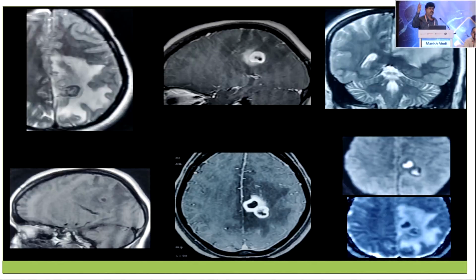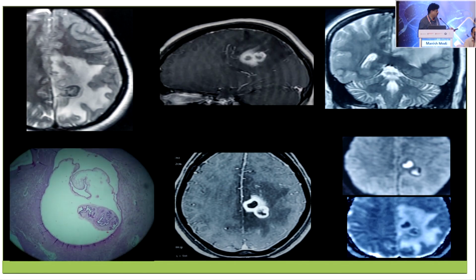One, because they are multiple ring enhancing lesions, right? So look at it. There is a seepage of contrast. Look at it. I'll come back to it again after 3 minutes. There is a seepage of contrast. There is one ring enhancing lesion here and another here, which is diffusion restriction bright.